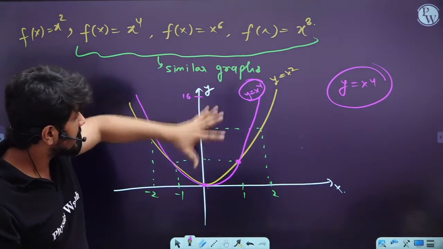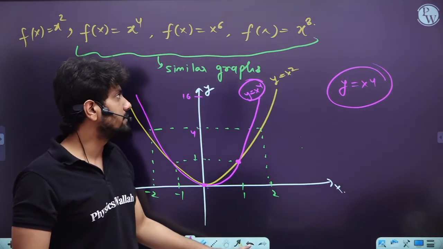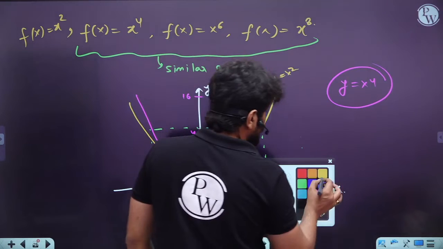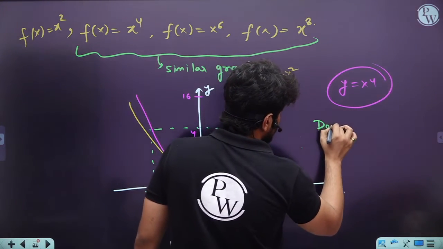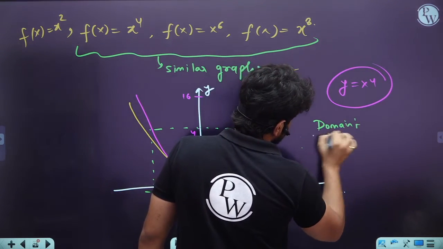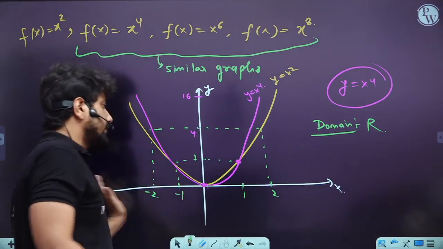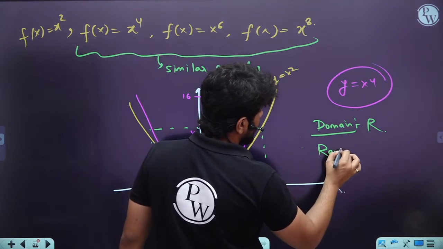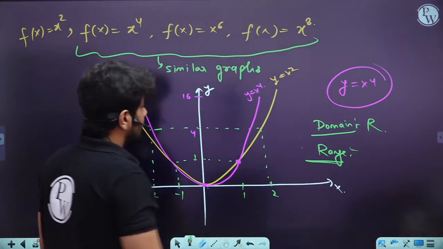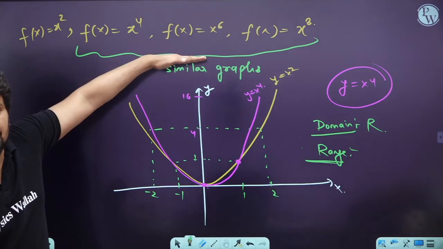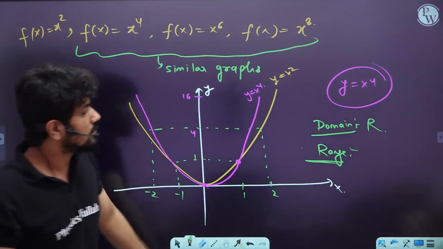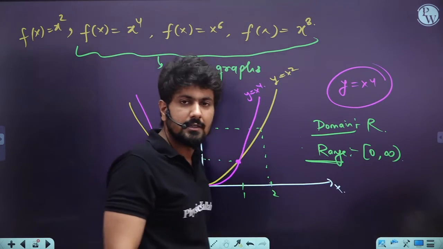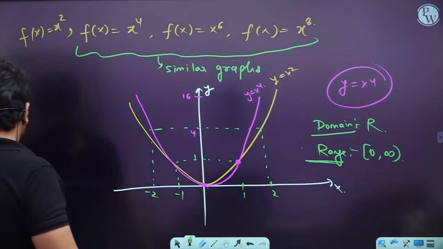So basically all of their graphs will be similar. So all of their domain and range will be similar. If I ask you domain, their domain will be all real numbers. Domain is all real numbers, which are the values of x. x can be anything. But if I ask you about range, clearly the range is from 0 to infinity. For each one of them, the range is from 0 to infinity. Close bracket 0 to open bracket infinity. That's the thing. Very important graphs.